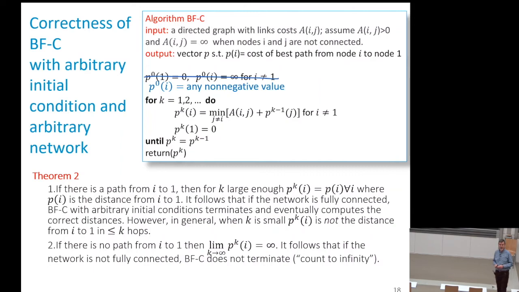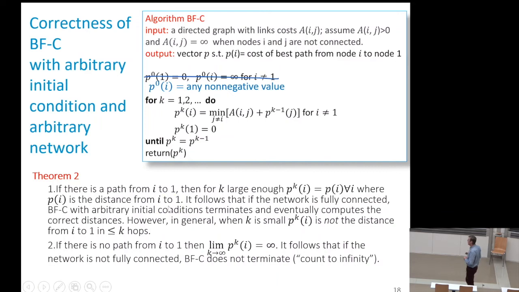So we have now the answer to our previous quiz. In these two examples, in fact, we found that whatever the initial conditions, Bellman-Ford converges, if it converges, to the correct solution. And if the correct solution is that the network is disconnected and the distance is infinite, then it will count to infinity. So in some sense, it's always doing the right thing, even when the initial conditions are completely pathological. So that is this result here that says if there is a path from a node to I, then for k large enough, it will stop at the true value for all nodes I.